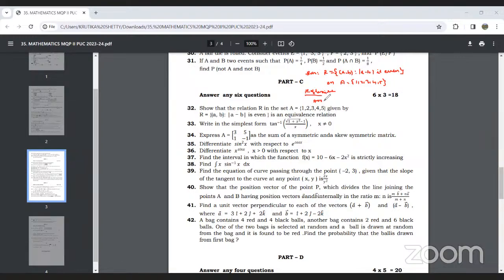So here for reflexivity we need to consider one element a belonging to set A and apply the condition. What is the condition? For reflexivity we are considering a minus a. We know a minus a is equal to 0, and we know 0 is even. Therefore we can write (a, a) belongs to R for all a belonging to A. Therefore it is reflexive. So the given relation is a reflexive relation.